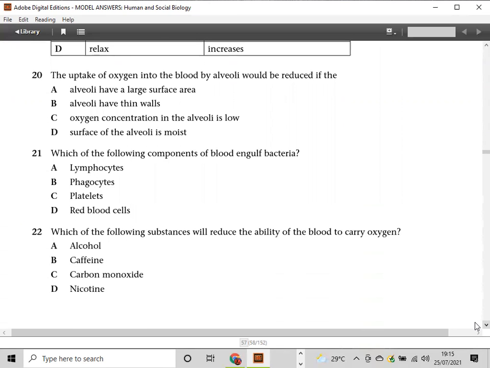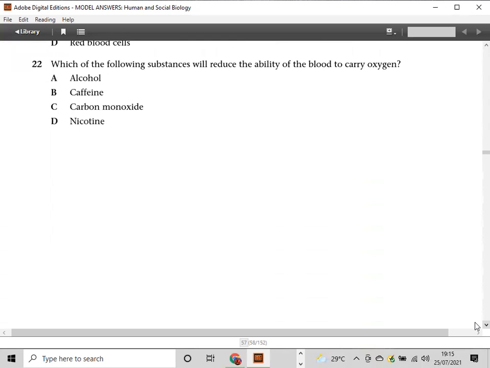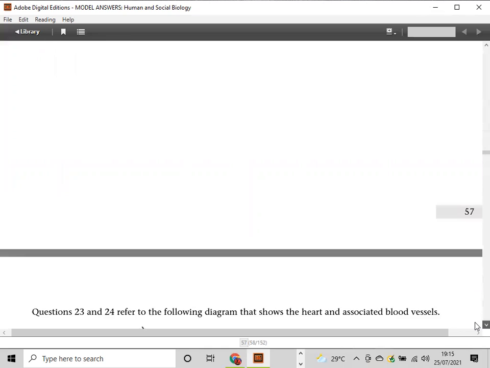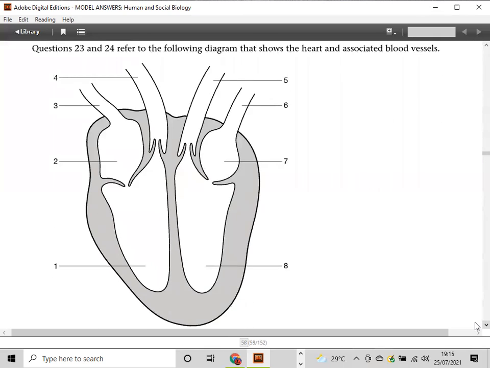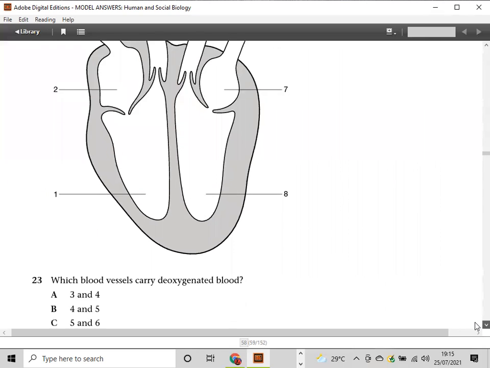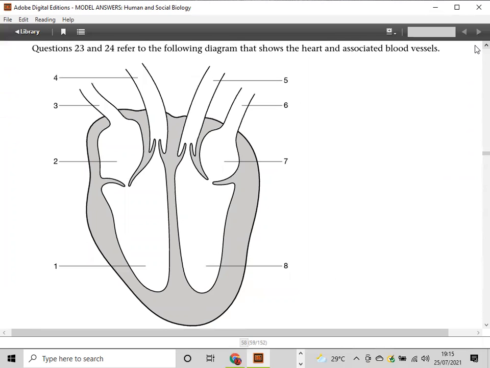Right. I should remember from the figure 22. One diagram. Alright. Look at it carefully. The one, the two, the three. Alright, good. Which blood vessel carries deoxygenated blood? Type in your answer fast. You have 30 seconds.